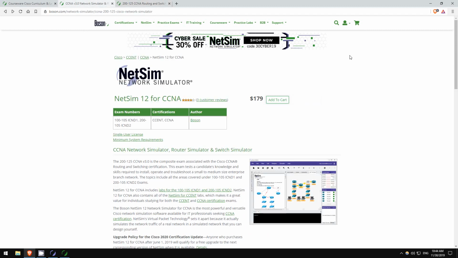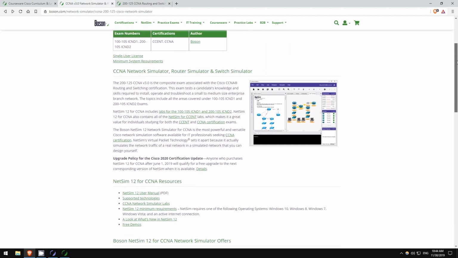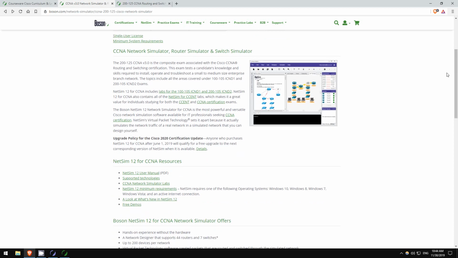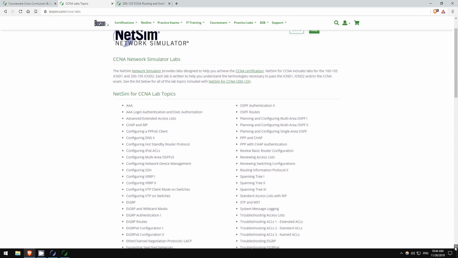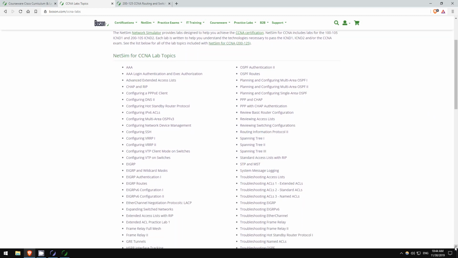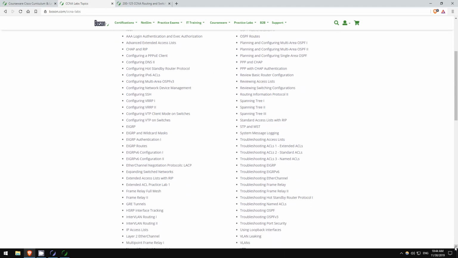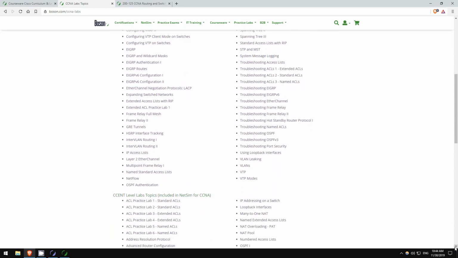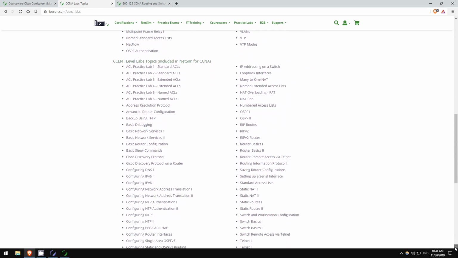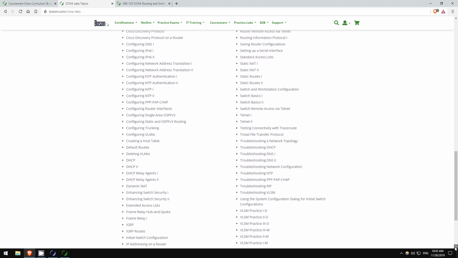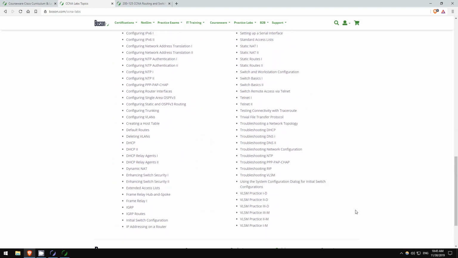Let's take a look at NetSim. Boson's NetSim is a network simulator, similar to Packet Tracer but much more powerful. For those of you who have done my CCENT and CCNA Packet Tracer Practice Lab series on YouTube, you know I had to use GNS3 for a few labs because of Packet Tracer's limitations. Boson's NetSim doesn't have those limitations, and is powerful enough to do even CCNP level labs. NetSim for CCNA includes a series of labs for both ICND1 and ICND2. These are pre-made labs with step-by-step instructions as well as lab solutions. I'll give a quick demo in a bit.